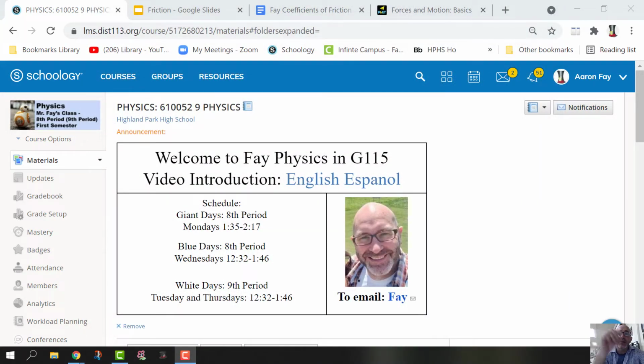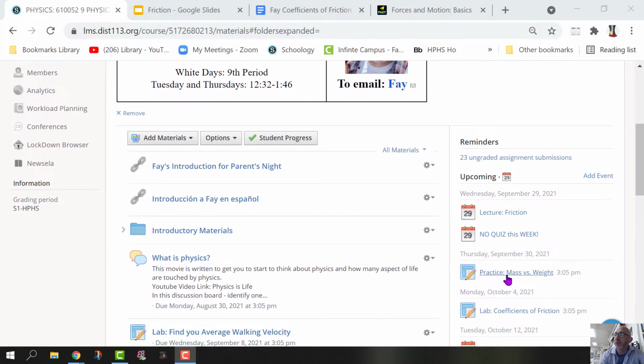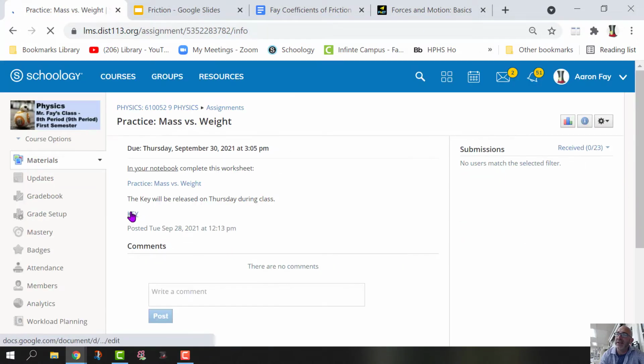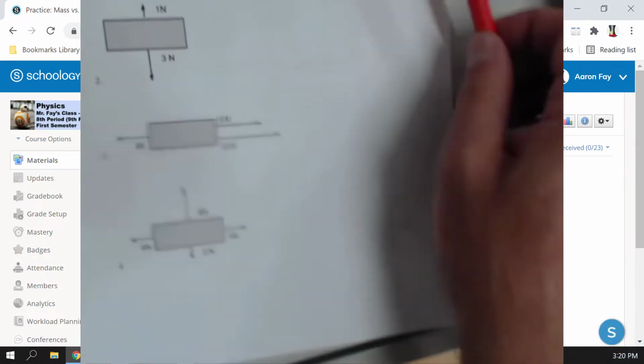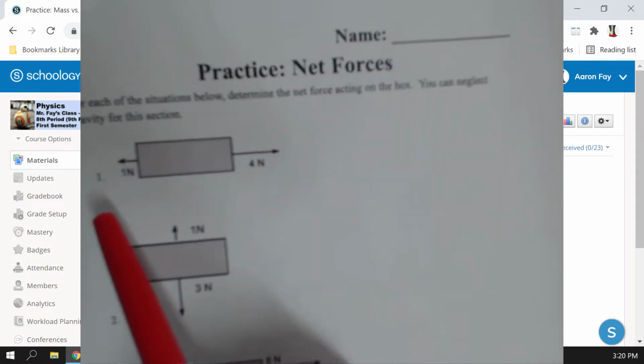The first thing that I would like you to do is go on Schoology after you've Chromed it up and select practice mass versus weight, because I've included the key right here so you can check your homework. That's number one. Number two is we are going to do an activity called practice net forces.